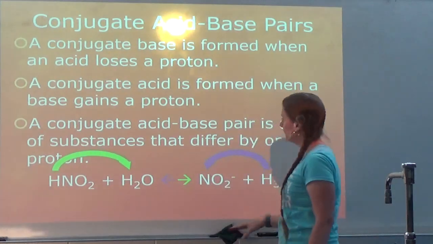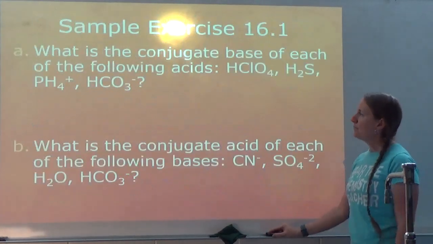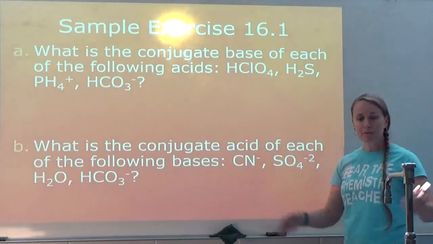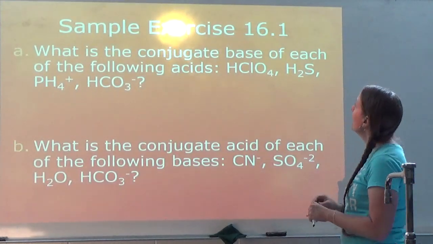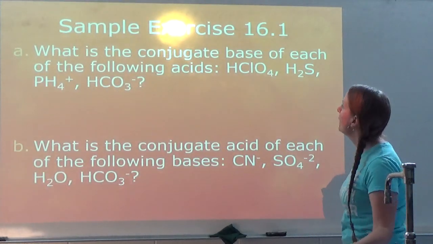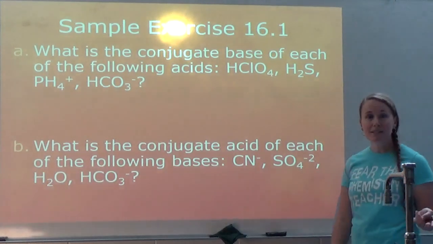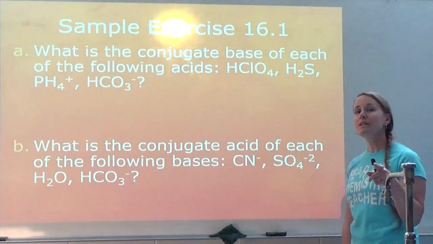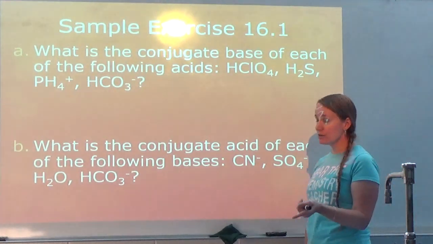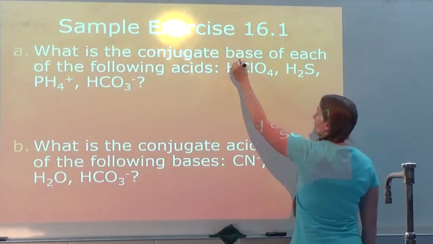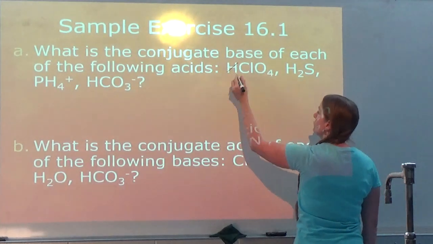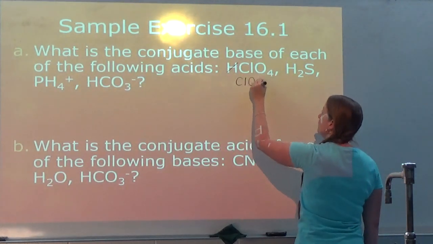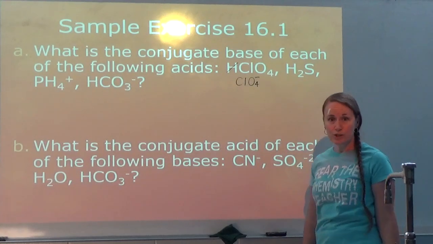All right, so let's look at the first part together. It says, what is the conjugate base of each of the following acids? So we know acids need to lose an H plus. The important thing to remember is when you lose an H plus, the charge also gets altered. So I'm going to get rid of my hydrogen. It was neutral, so if I lose an H plus, now it has a -1 charge.